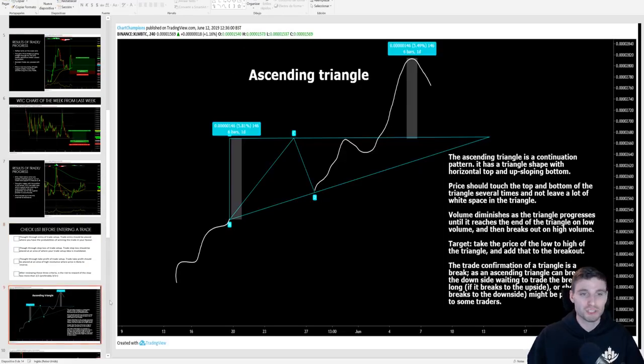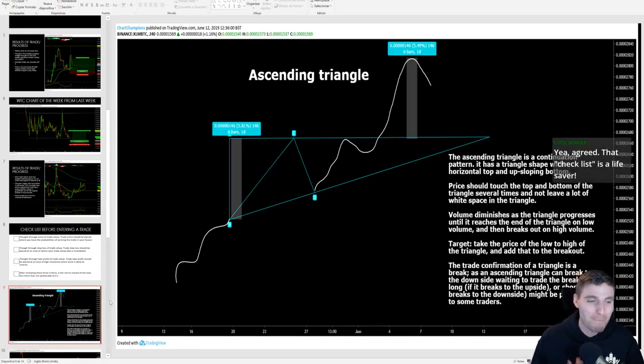So moving on to triangles, and I wanted to cover triangles today because there are so many. So many triangles at the moment. You go to an altcoin and you're probably going to see it in a triangle. That's why it's really key that you know how to trade it, or know how I trade these triangles, because I love trading triangles.